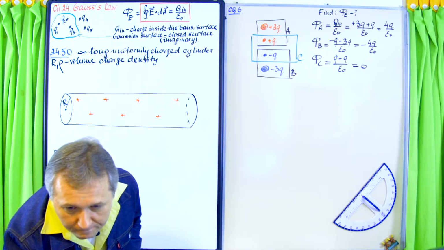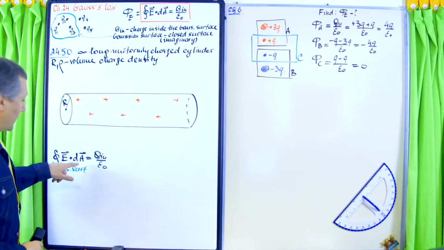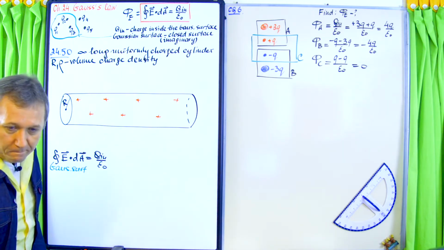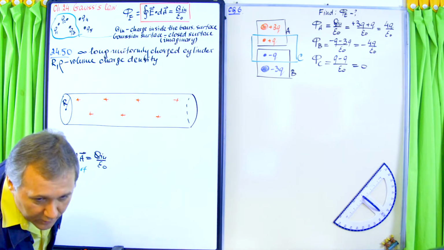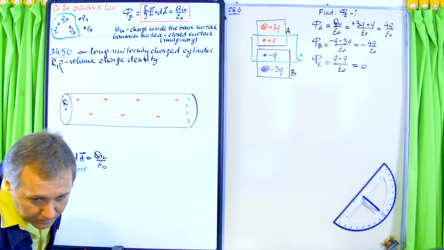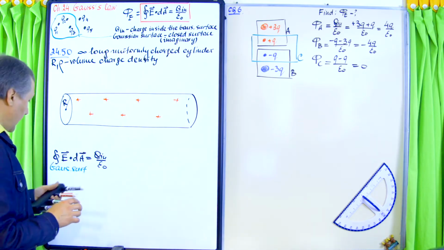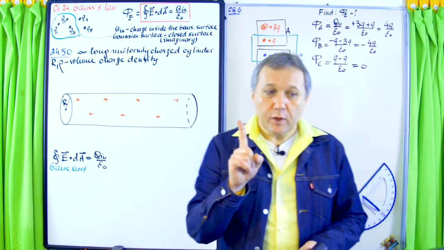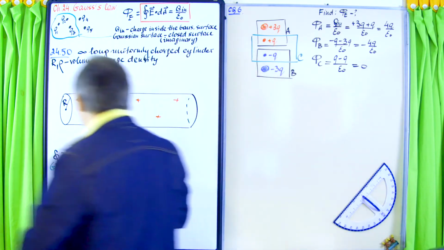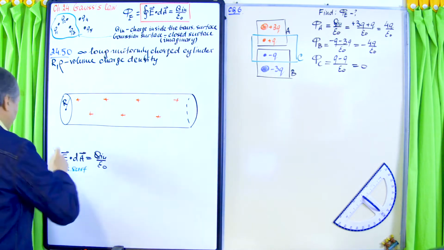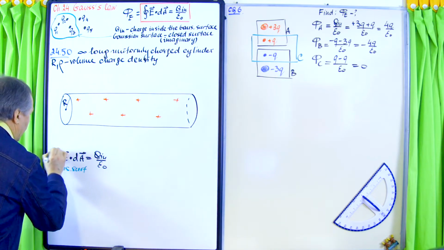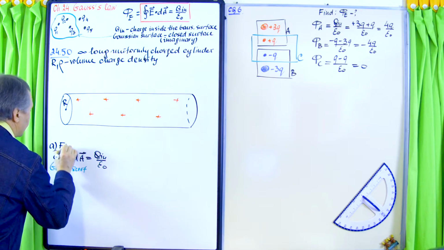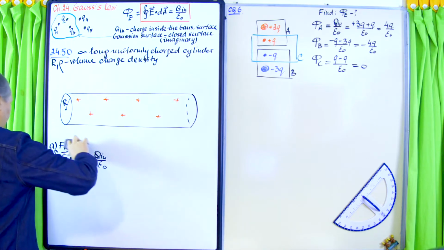Is that dA? Yes, it's dA. I just rewrote Gauss's law, nothing else. As I said, you can use any Gaussian surface. First of all, where should we choose the Gaussian surface? This should be part A. I will write it above this.